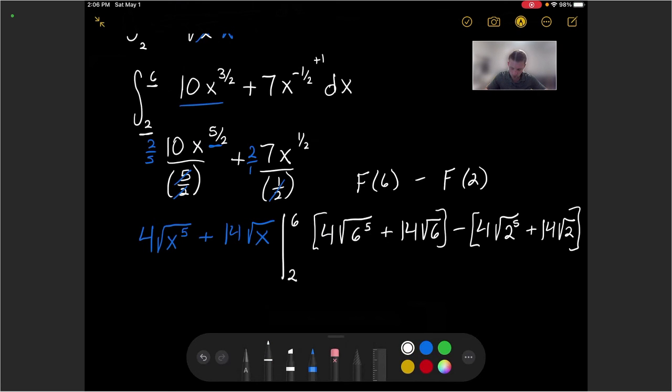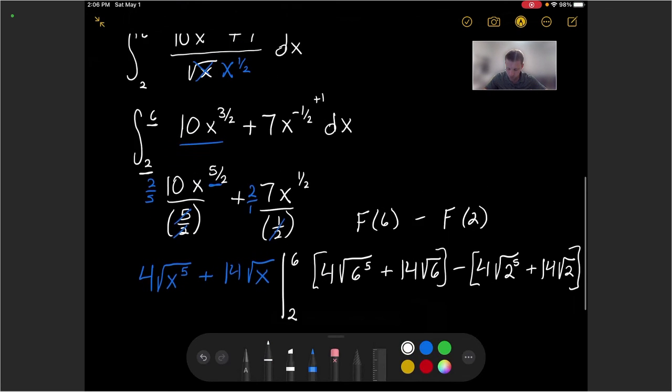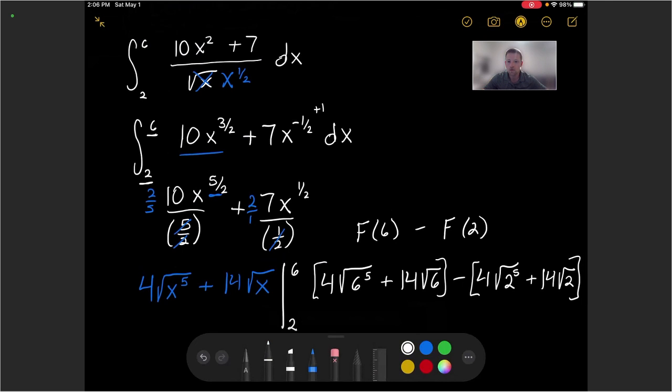So a couple things to review here. Remember, our square roots as exponent powers. And we'll notice that when we work with the antiderivative of fraction exponents, it works just the same. Just be careful about adding 1 to that exponent and dividing by that new exponent.